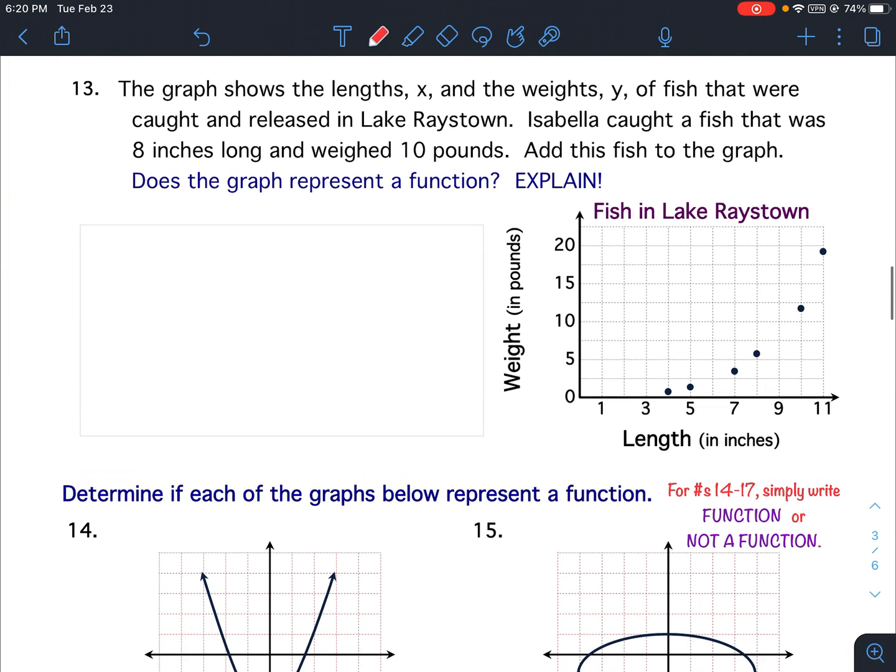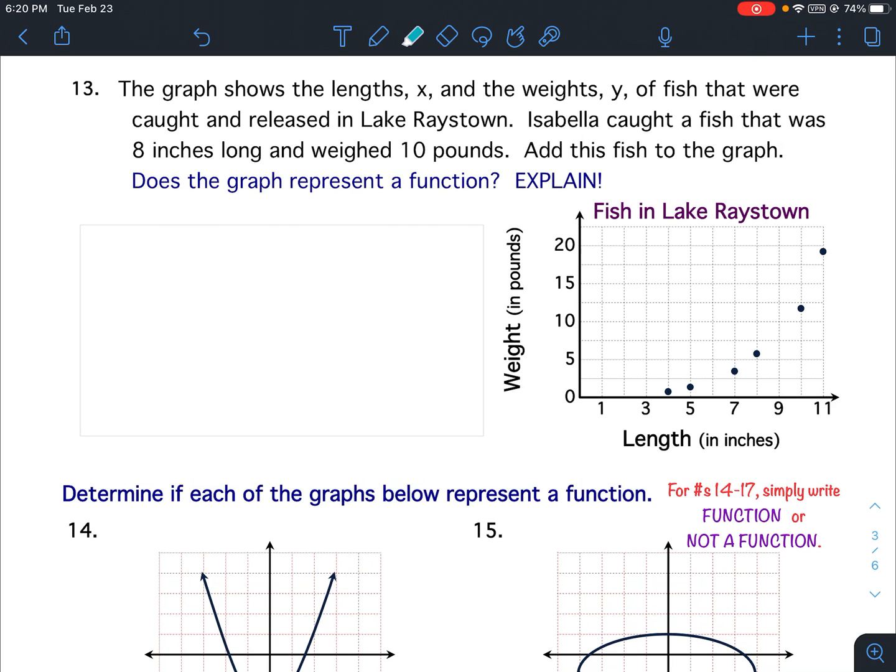Number 11. The graph shows the lengths X and the weights Y of fish that were caught and released in Lake Racetown. Isabella caught a fish that was 8 inches long and weighed 10 pounds. Yes, I know that's not possible. It was supposed to be 10 ounces, but you get the point. All right, so it's 8 inches long and weighed 10 pounds. Add this fish to the graph. Does the graph represent a function? And then we're to explain.